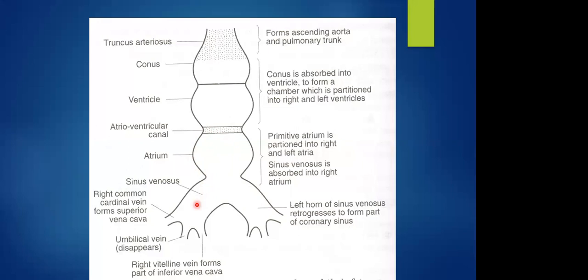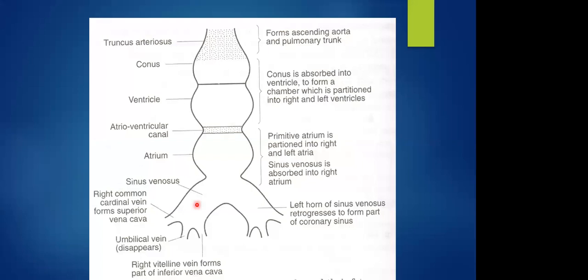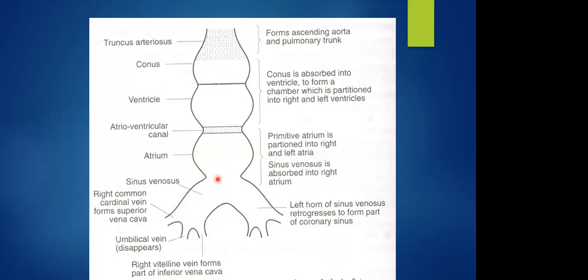Left horn is absorbed into the right atrium? No, the right horn. The right horn is enlarged and gets absorbed into the right half of the atrium to form your right atrium. The left horn regresses and forms your coronary sinus only. Only the right horn is getting absorbed into the right half of the primitive atrial chamber to form the posterior smooth part.